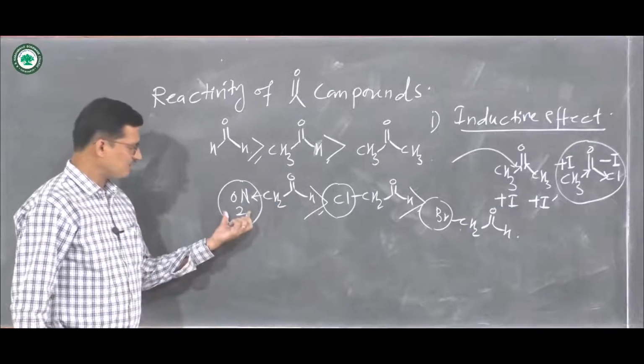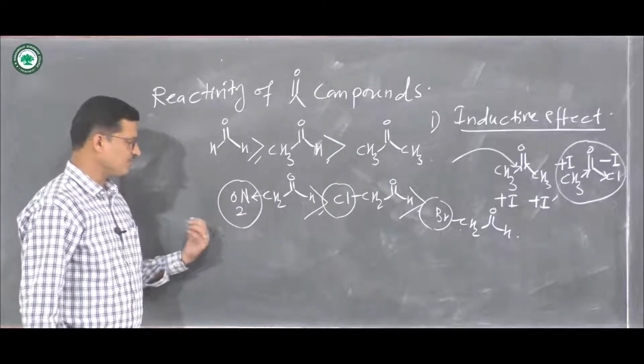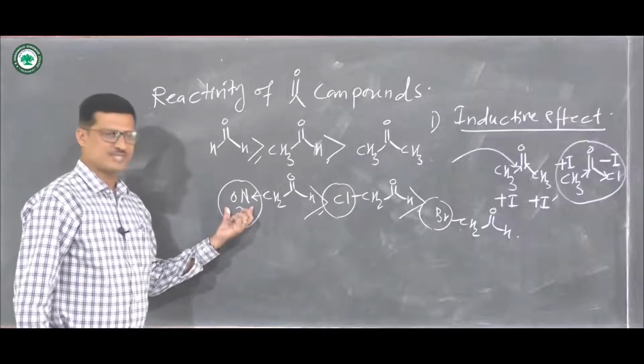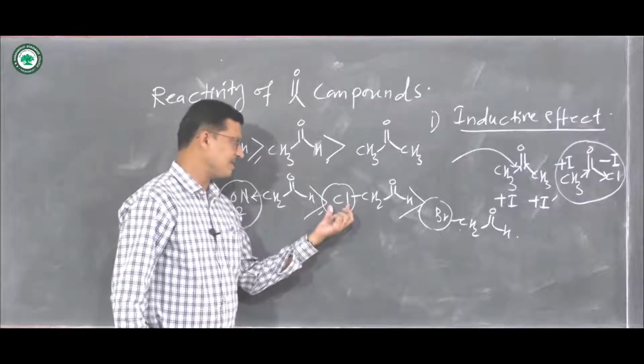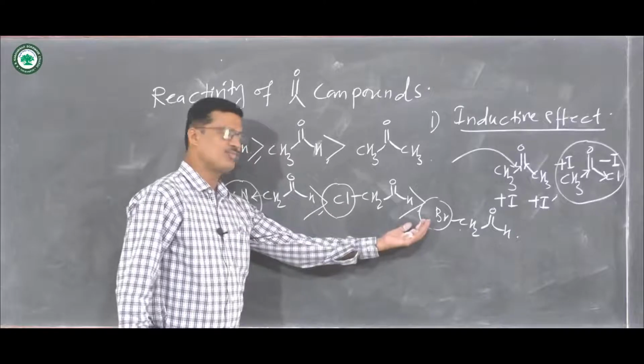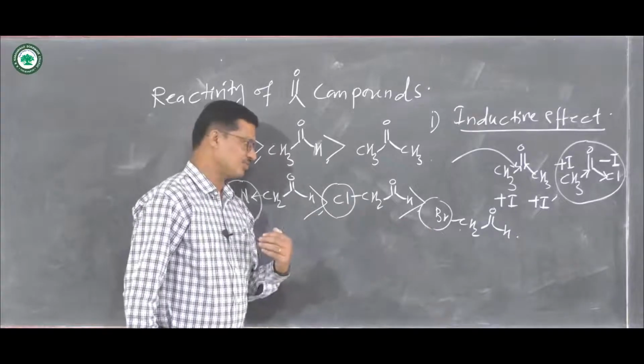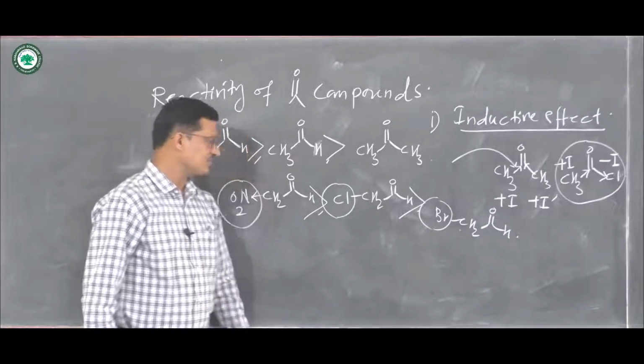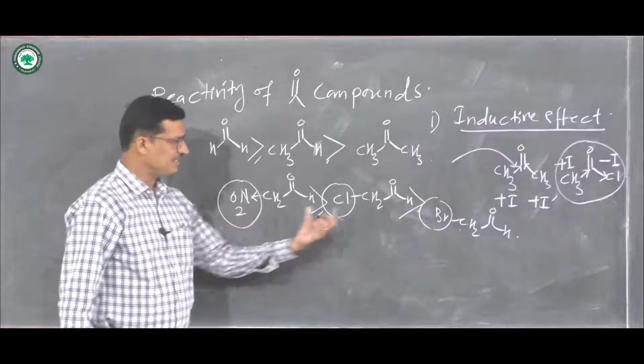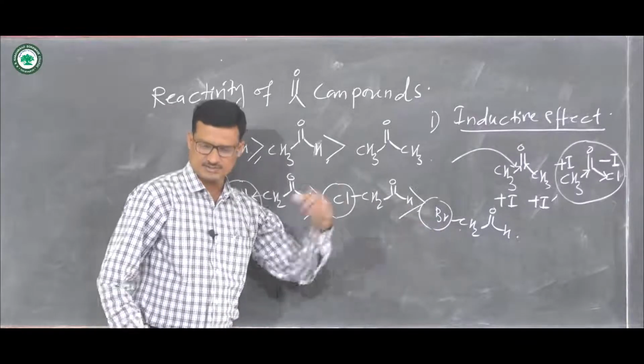Nitro is a more powerful electron withdrawing group, so it gives more minus I effect. Chlorine has less ability to withdraw electrons, and bromine has the least ability to withdraw electrons from this carbonyl carbon. So that's why the first compound has more reactivity, then the second, and then the third one.